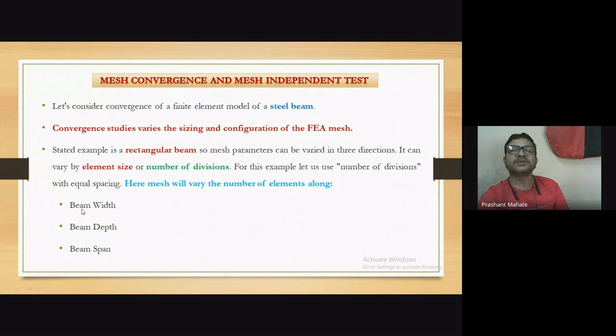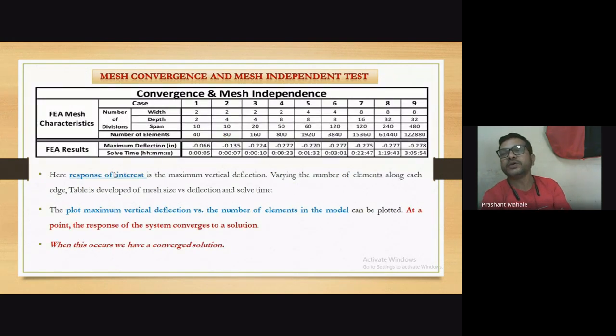What are those three directions? They are beam width, beam depth, and beam span. Beam span means length of the beam. So width, depth, and span are the three directions where we can vary the number of elements or element size. So if that is done, what happens? That we'll see. Okay, so here I am showing one table.